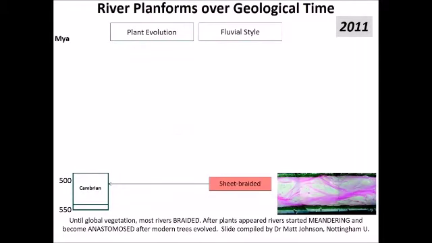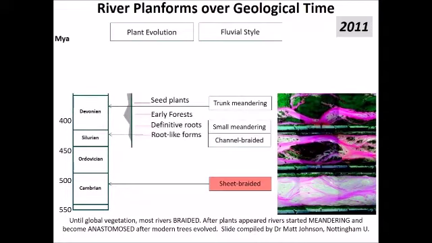But it isn't just European settlers that caused that incision. In fact, the switch from anastomosing to single-thread rivers is a much older phenomenon. And if we go back to the beginnings of rivers in the Cambrian 500 million years ago, what we find is they're nearly all sheet braided. So they don't really have very stable channels at all.